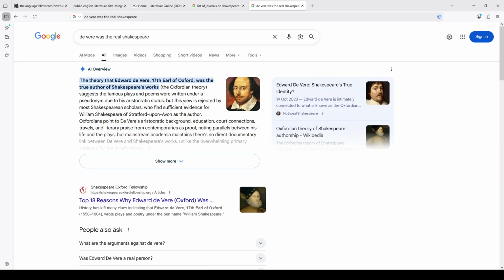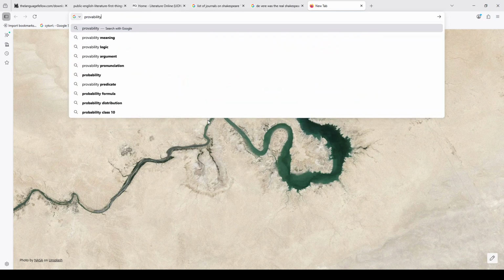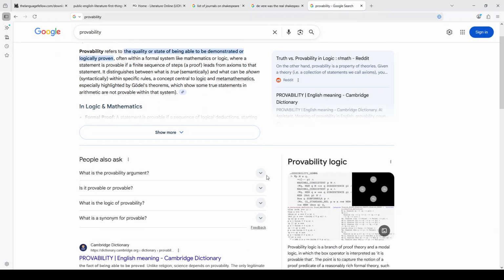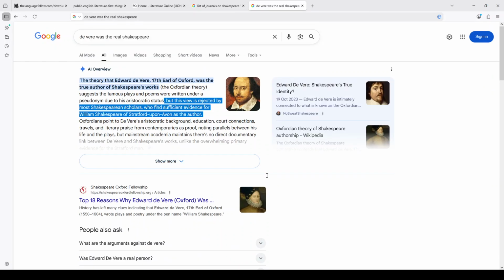But this view was rejected. That is what AI has to tell me. Most Shakespeare scholars find insufficient evidence, and now evidence, that's getting into provability, something like that. Provability, if something like that exists. Yeah, that's what we are looking at.